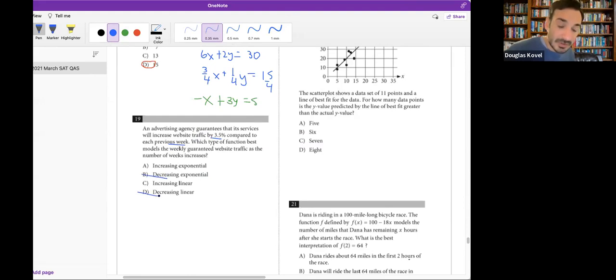So sometimes students just aren't sure whether it's linear or exponential. With linear functions, you're going up by a constant number. So that might be like going up by 3,000 visitors a week, for example. Whereas with exponential, you're going up by a constant percent, which is the same thing as multiplying by a constant number. So A would be correct.